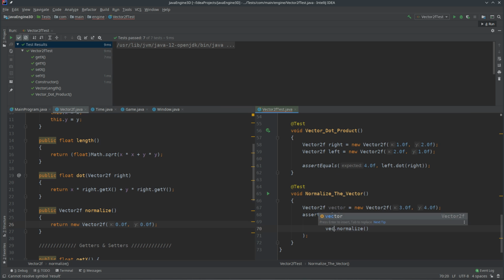And vector. No, it's this vector, isn't it? So it's left. Sorry, I'm trying to keep these in line.